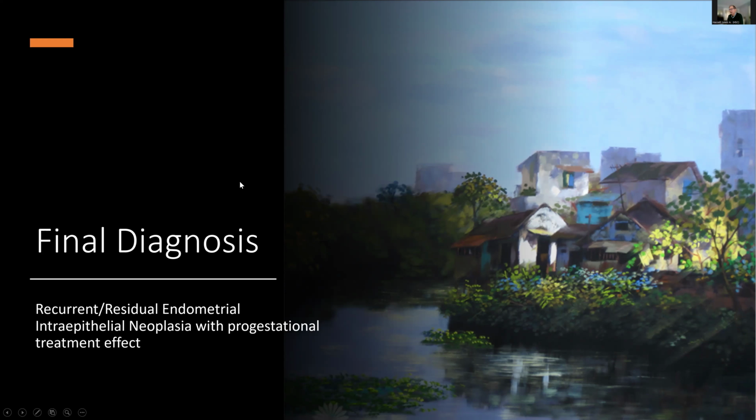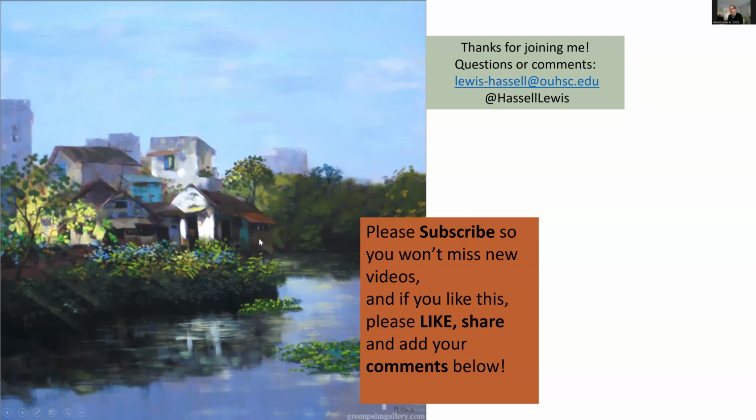Well, that brings us to the conclusion of this brief case. I hope this will be useful to you and that it'll help you to recognize EIN when it presents in the post-therapeutic stage. It's certainly a challenge for us at times.